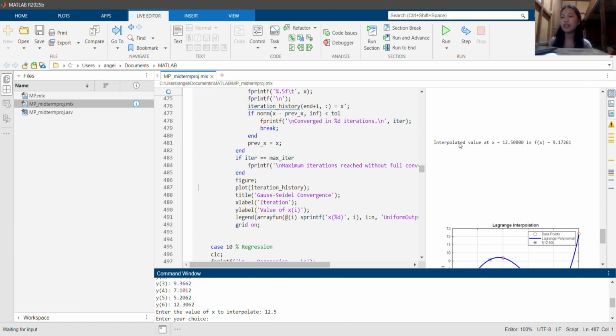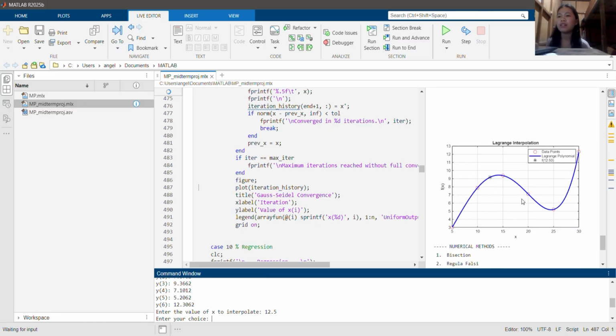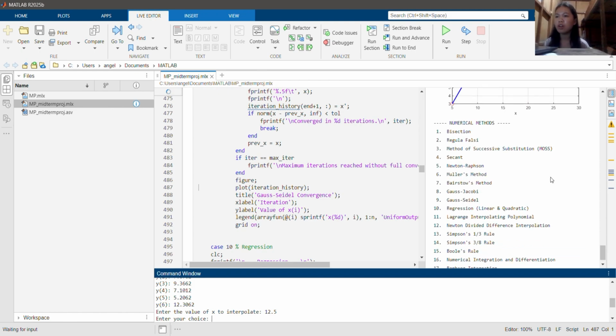So the interpolated value at x equals 12.50000 is s of x equals 9.17261. Below is our Lagrange interpolation graph. The red dots are the data points.